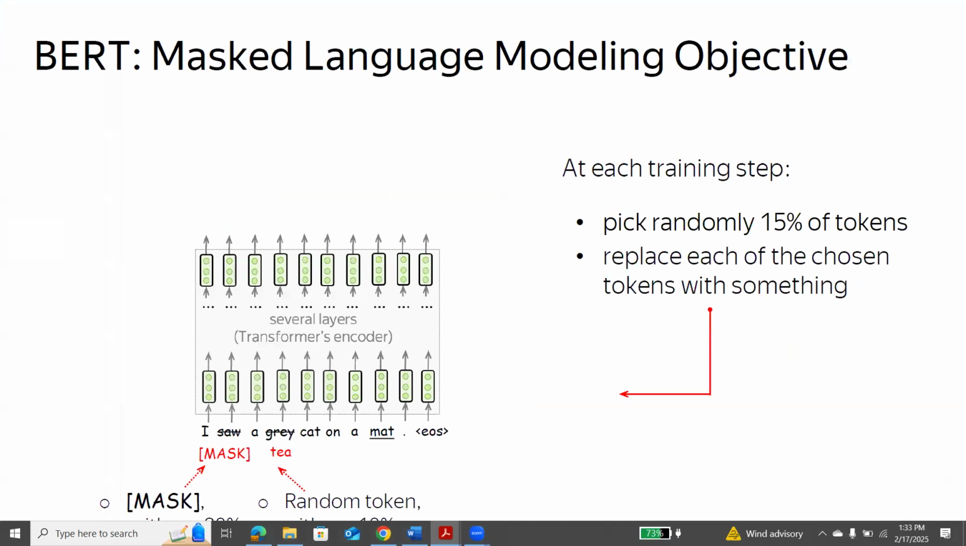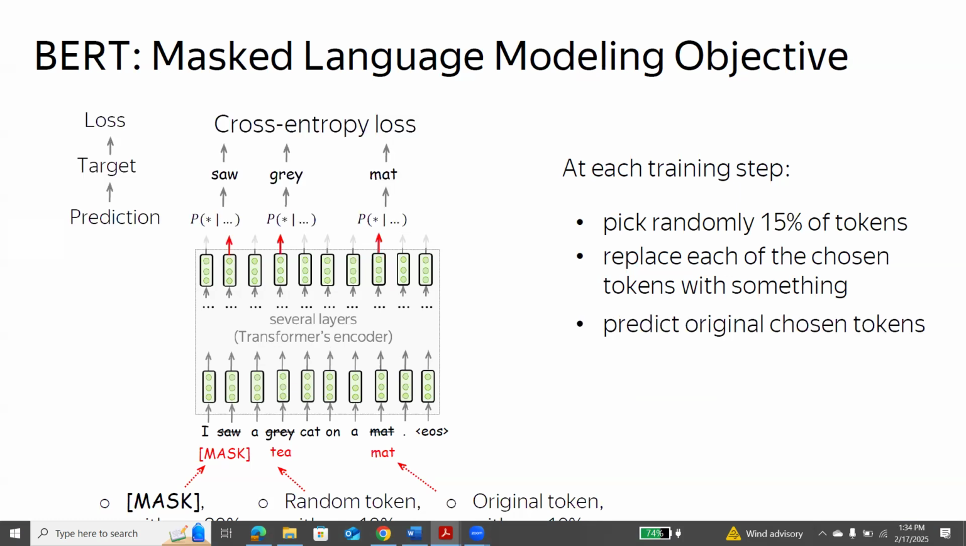10% of these tokens were changed randomly. And the rest 10% were not changed, but they were used in the classification. So the training of this model was based only on these chosen tokens and the first CLS token, the classification token.